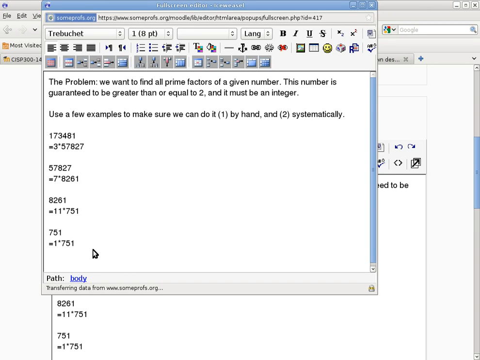But this is showing you quite a few things already. One, do you think we might need to rely on a loop of some kind to find all the prime factors of a given number? And the only thing you know about that given number is it is greater than or equal to 2.